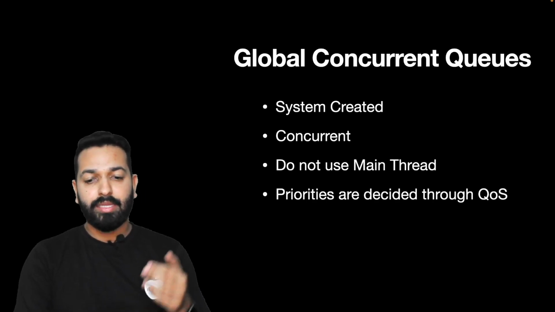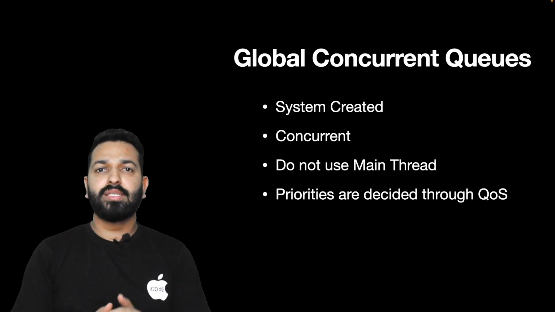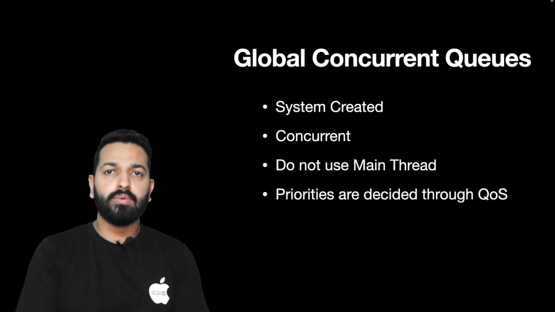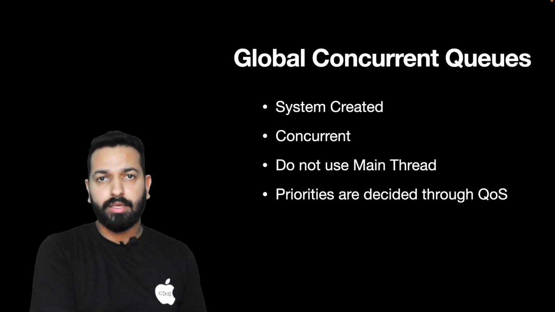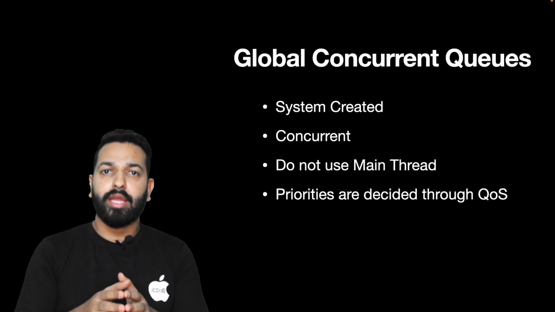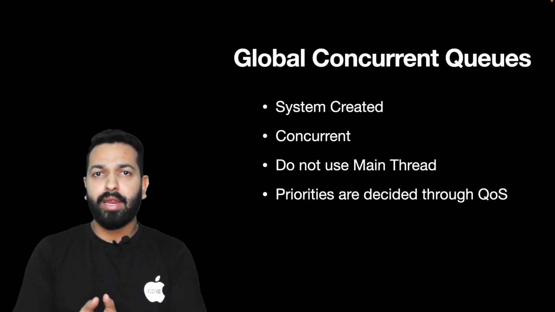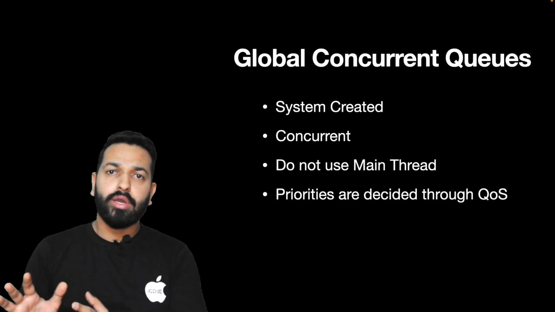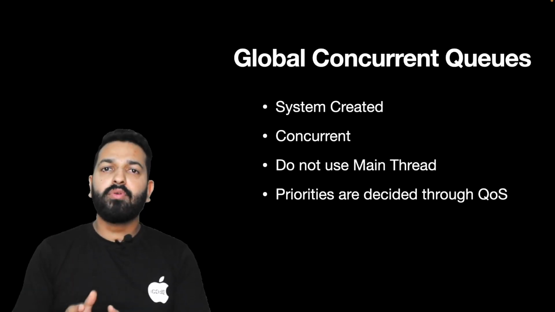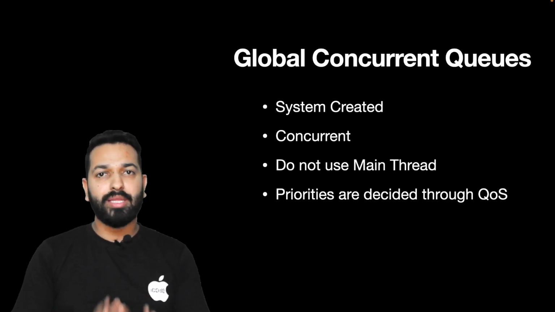And the fourth point is that the priorities of these queues are decided by quality of services. Quality of services is something which decides the priority of these queues, because there are a number of system provided queues. So we can dispatch our job, our task, on any of these queues, and how those tasks will be executed, what will be the priority, that is something decided by QoS, and that we'll see in a minute. But before that, let's see the proof of third point, that concurrent queues do not use main thread in any of the possible scenarios.